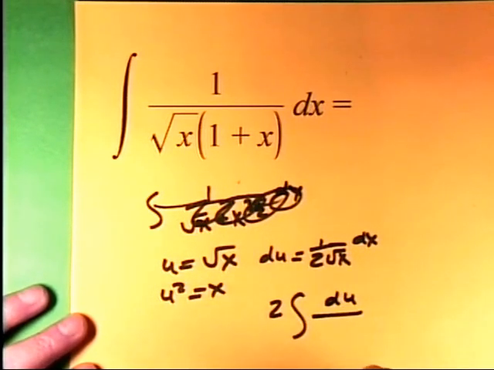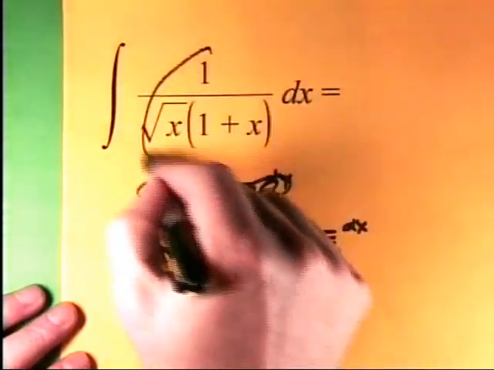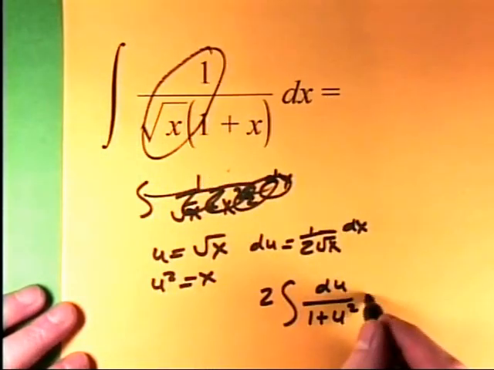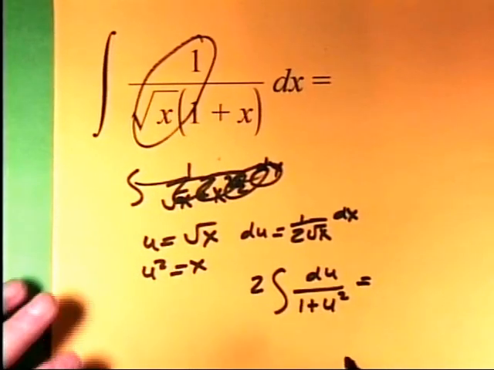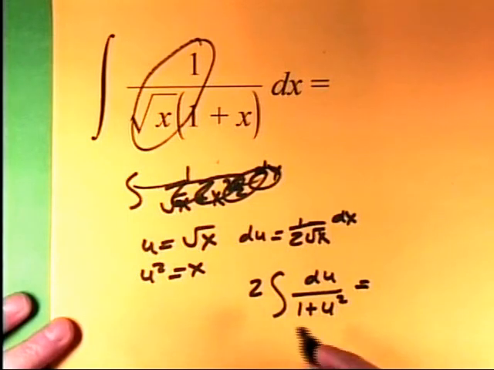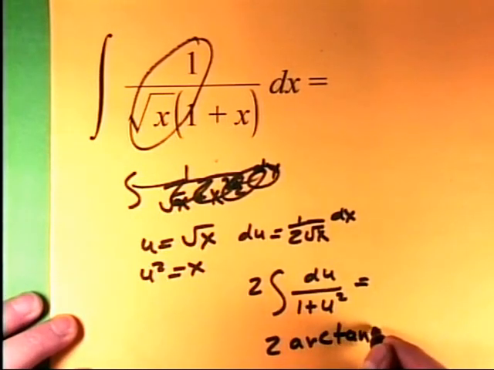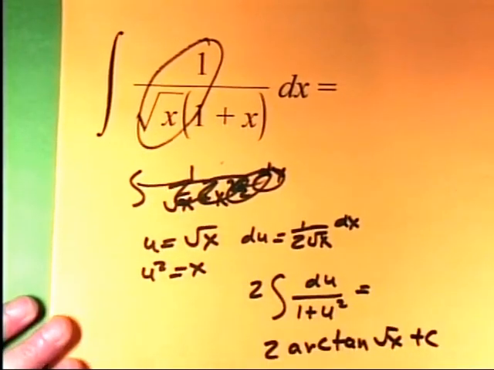Du over what? Gosh, I'm missing something. Du over 1 plus u squared. Oh, yes, 1 plus u squared. This is your du, 2 times du over 1 plus u squared. And what is this the integral of? That's arctan. So it's 2 times the arctangent of u, which is arctangent of square root of x. Fine job, Bill Massey! Thank you very much.